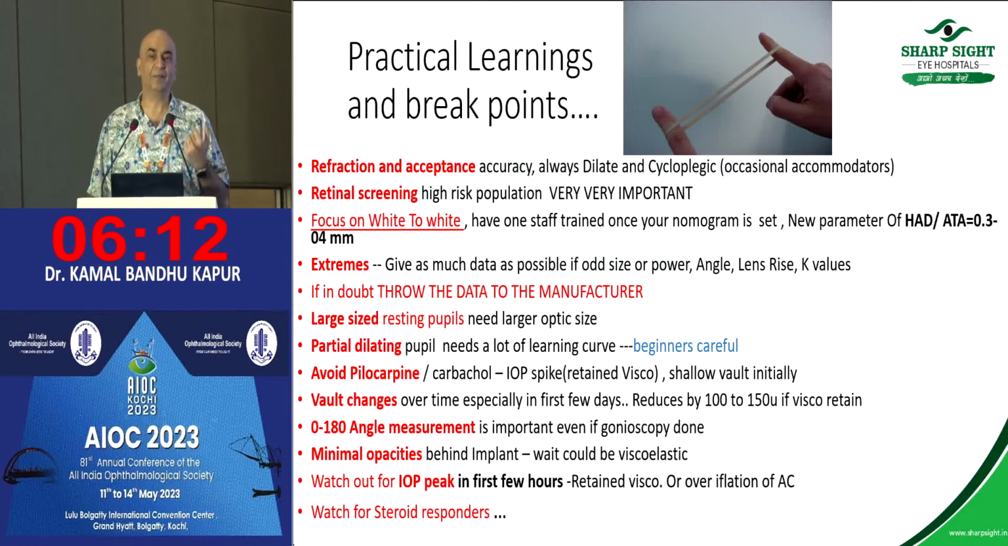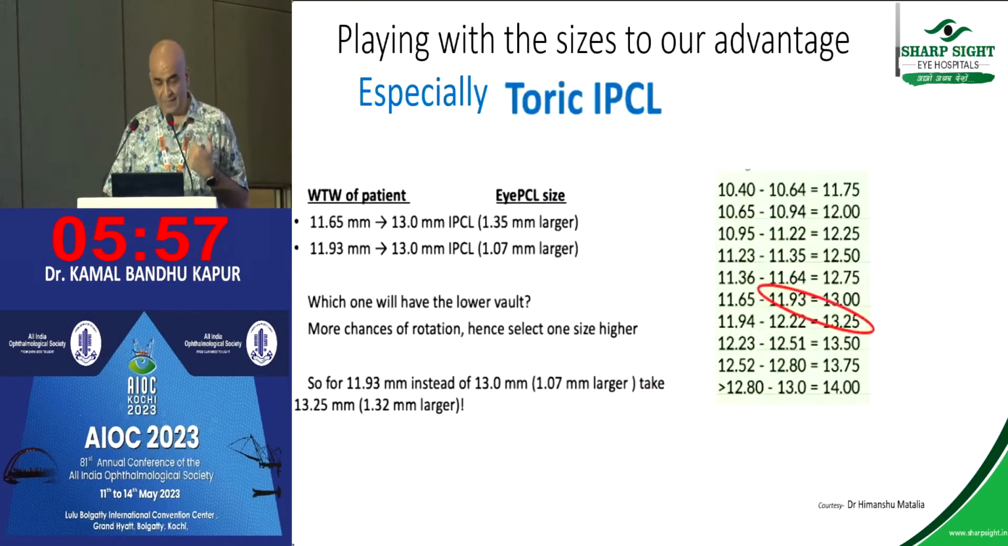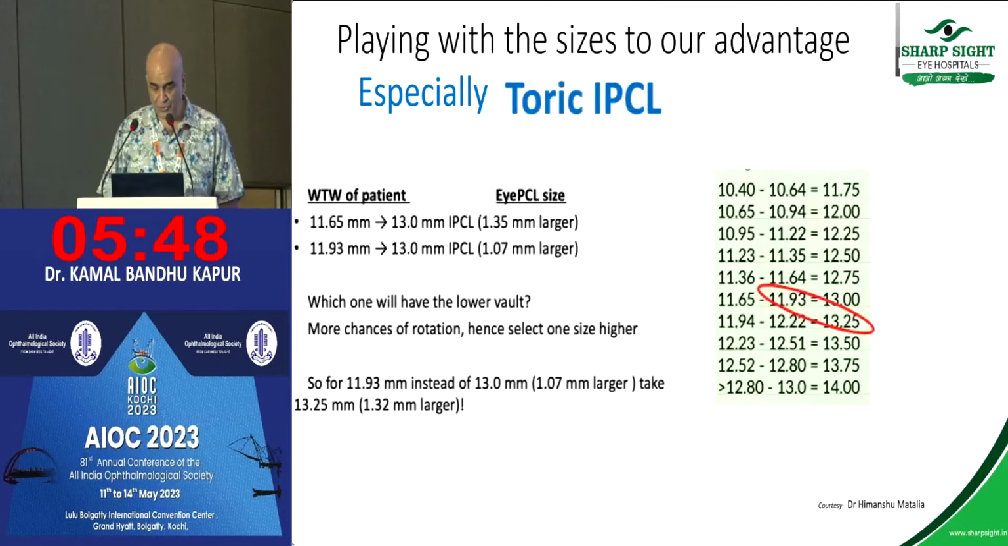First few hours, some patients may show IOP spikes. So we, as a routine, once we do any phakic lens, we have the patient sit for 1 hour or 2 after discharge, and before they go, they are checked. So keratoconus, you have to be very careful. I've already mentioned. The angle, as I said, approximately measurement we've seen goes down by 15 degrees, 12 to 15 degrees. The angle may go down once you put the lens.